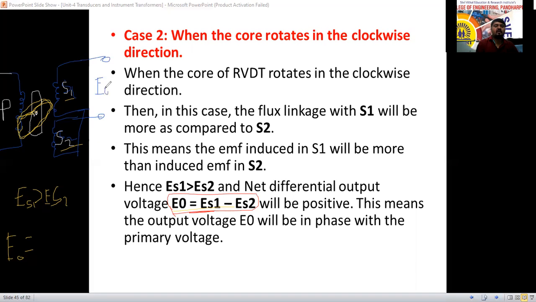Why I am drawing this diagram is that they have taken only a reference line, but here we can understand more. So it is shifted left. It means that in the clockwise direction the core shifts, and we are going to get the output as positive.